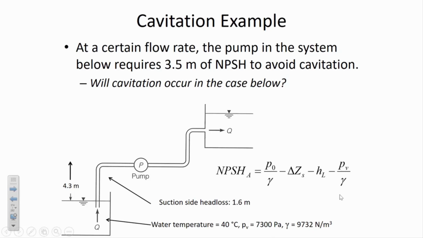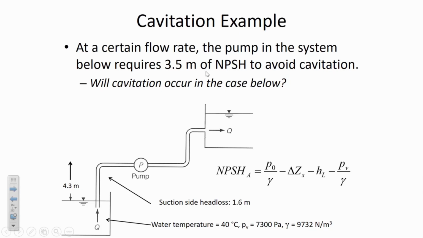And of course, we can determine the vapor pressure of a fluid by knowing the temperature of that fluid. In the case of water at 40 degrees Celsius, for instance, the vapor pressure is 7,300 pascals. Okay, so in this example, the manufacturer tells us that we require 3.5 meters of NPSH.